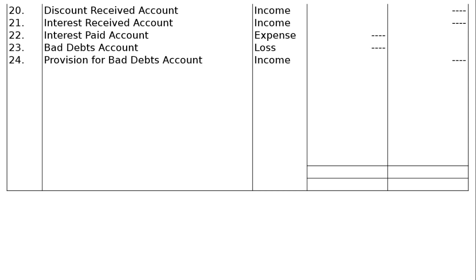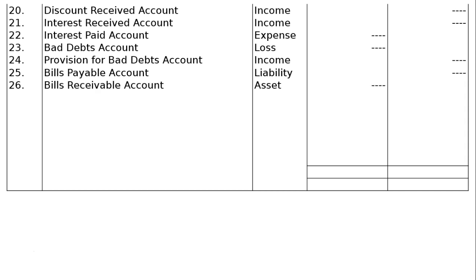24, provision for bad debt account. Provision for bad debt, we are providing for, it is an income, it is last year's provision, it will be shown in the credit column. Current year's provision is a debit balance. Then bills payable account. Bills payable account is a liability account. Liabilities are credit items, hence it will be shown in the credit column.